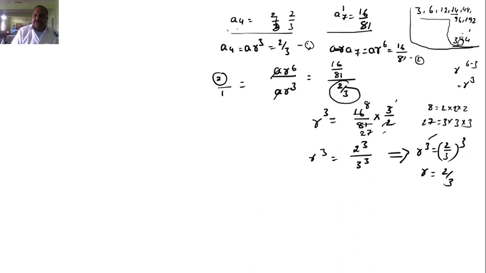Because the powers are equal, the bases must be the same. The powers here are 3 and 3, so we should equate the bases. r is equal to 2 by 3.